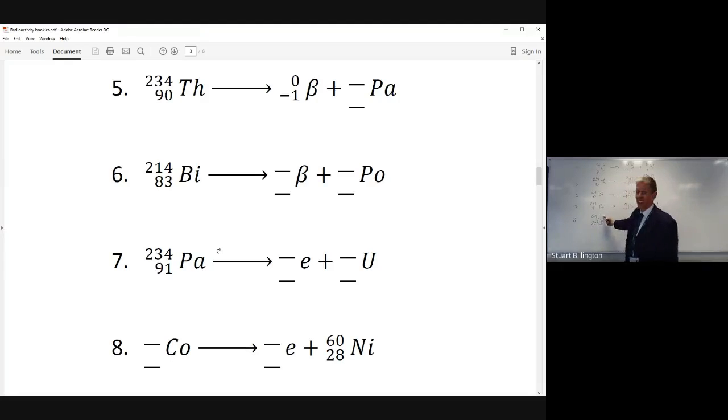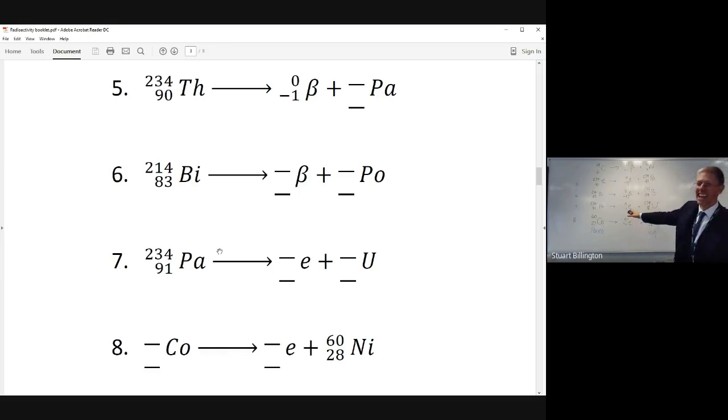Well, we haven't really got anything reacting here, so we can't really call them reactants. But we do have a name for them in physics. It's a bit of a weird name. It's a bit sexist. So this side is always called the parent. So the carbon, the thorium, the bismuth, the protactinium, the cobalt, they're all the parent atom. And then it turns into the daughter.